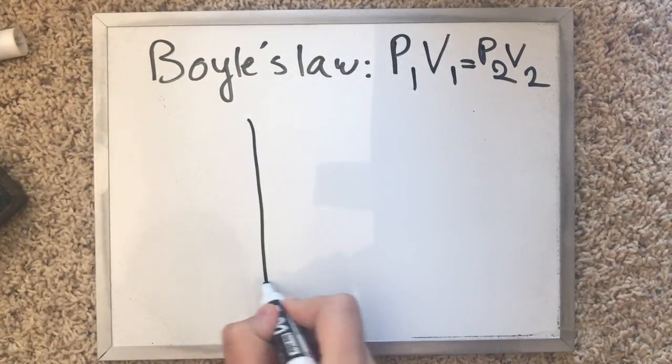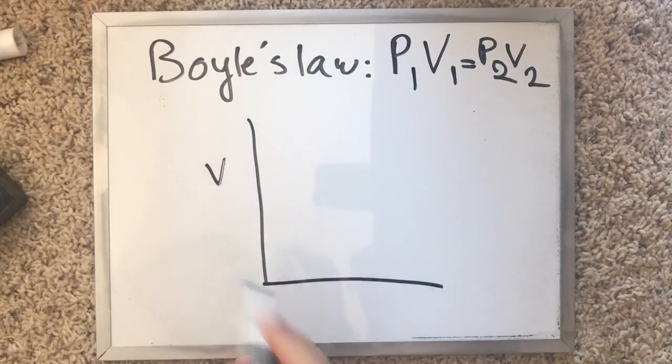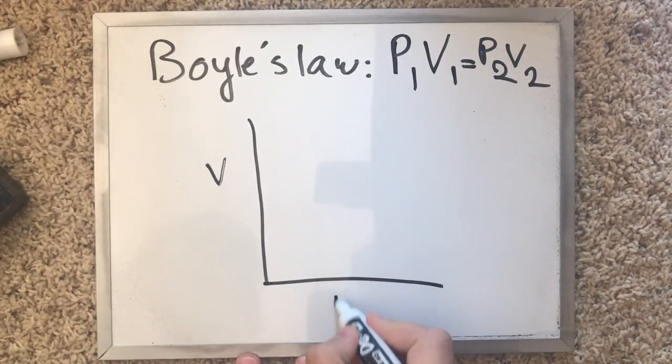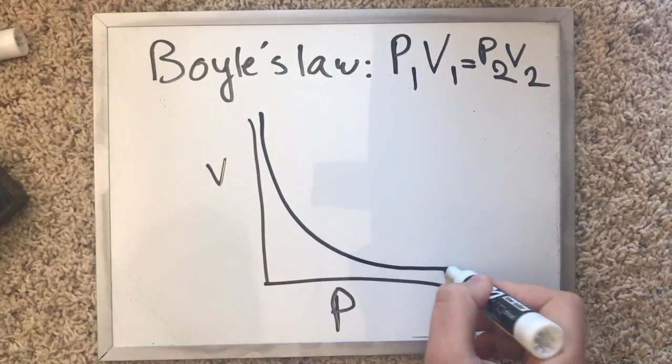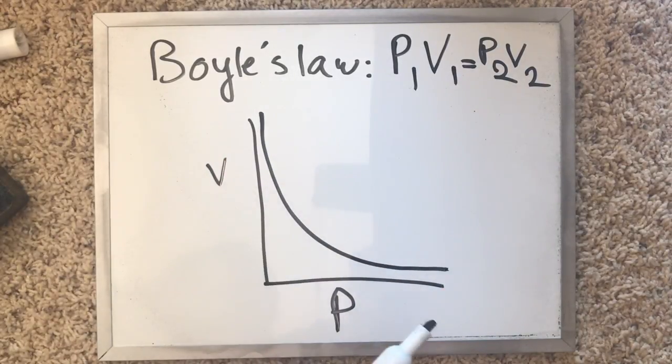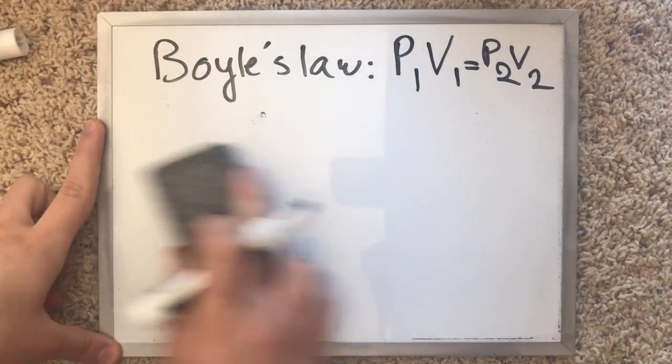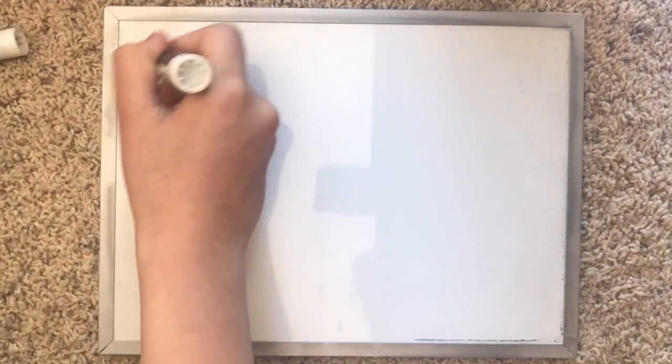If we want to draw a graph of it, with volume on the vertical axis and pressure on the horizontal axis, the graph is going to look like this, which shows that as pressure increases, the volume decreases. Now the next law. Then we have Charles' law.